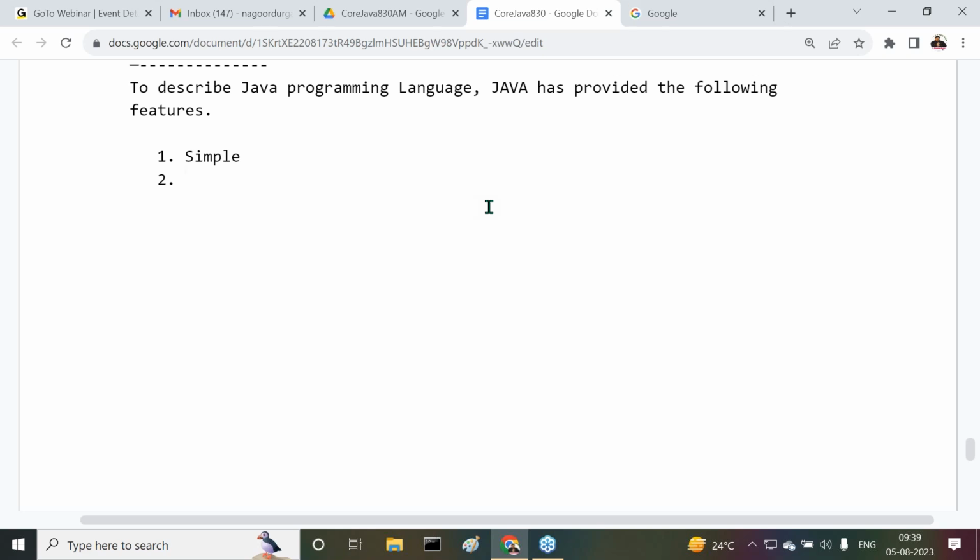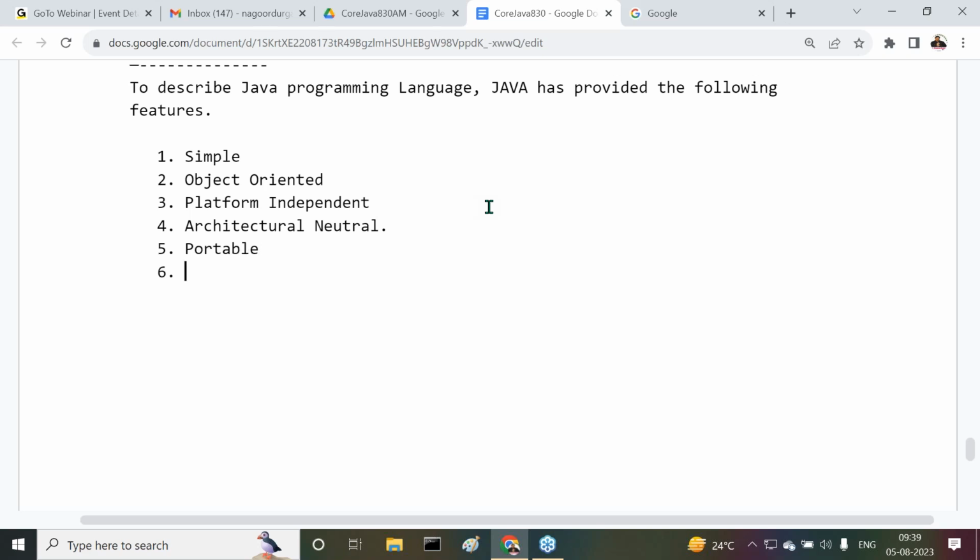First one is Java is a simple programming language. Understand it clearly. Next one is Java is an object oriented programming language. Java is a platform independent programming language. Java is an architectural neutral programming language. Next one is Java is a portable programming language. Java is a robust programming language.